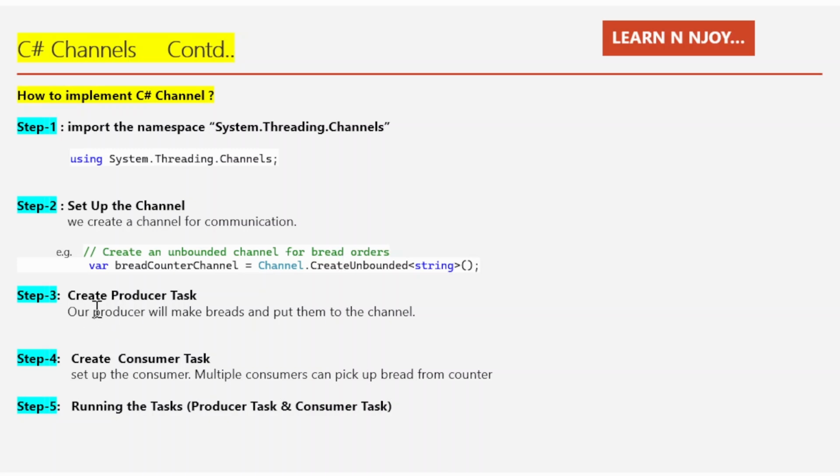Step number 3, create producer task. So here we need to write the producer task so that in this case our producer will make breads and put them into the channel. So this is the step number 3.